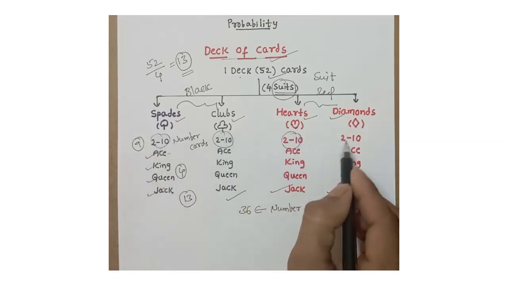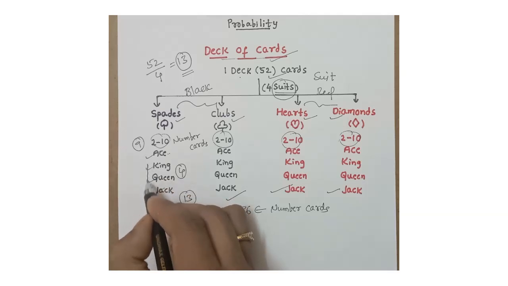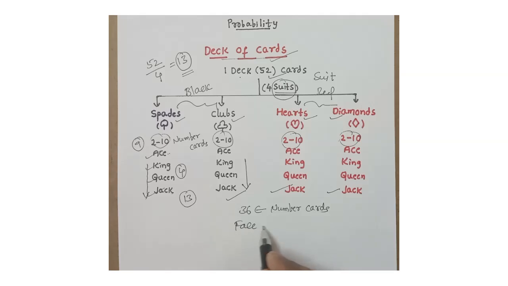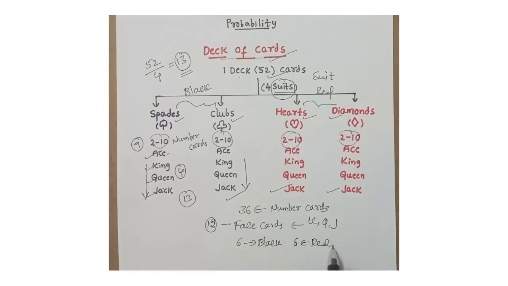What about the next? We have king, queen, and jack. These are called face cards. Why do we call them face cards? King, queen, and jack have a picture on them. If you observe the card, there will be a picture. That's why these are called face cards. How many face cards? Three in each suit, so totally 12 face cards. Of these, six are black face cards and six are red face cards.